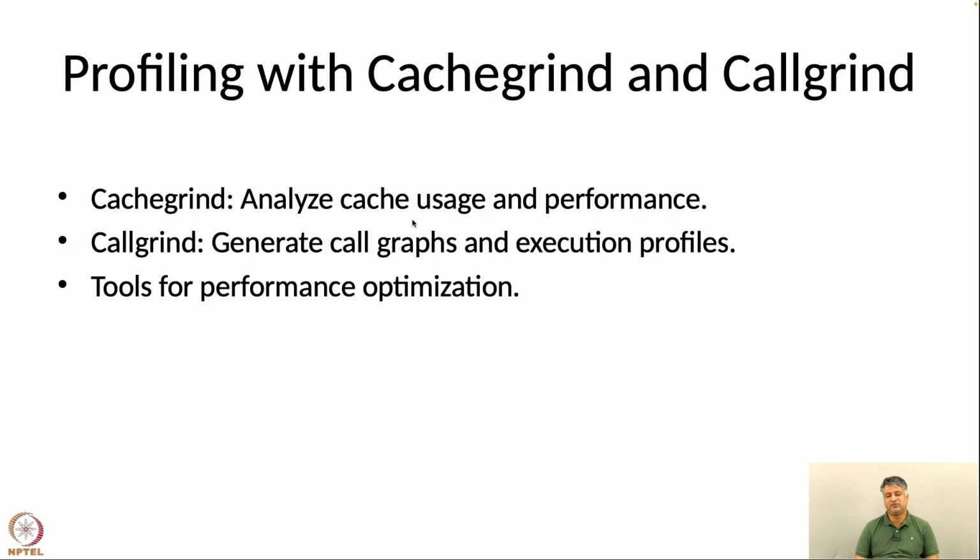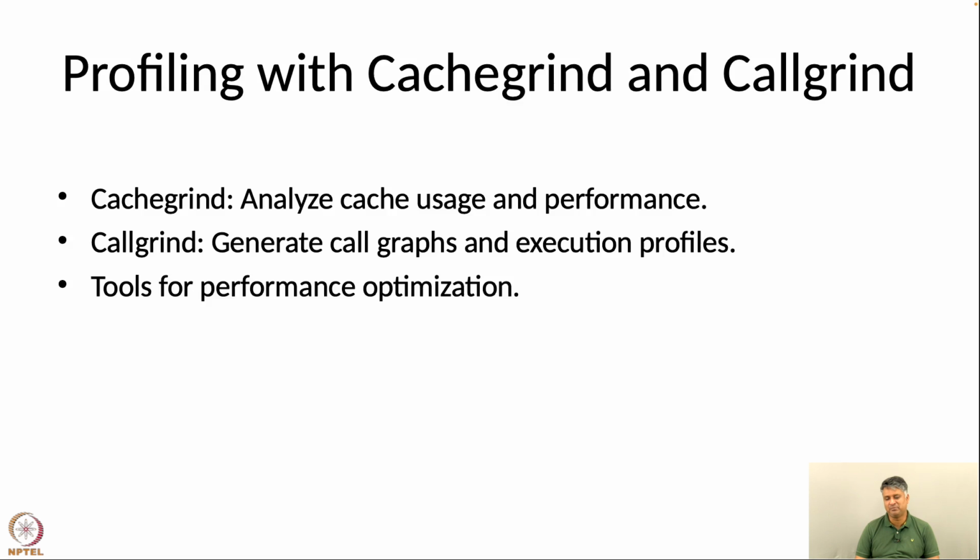The next set of things that we're going to look at is profiling with Cachegrind, and then also profiling with Callgrind. Cachegrind essentially analyzes cache usage and performance. Callgrind is used to generate call graphs and look at execution profiles. These are essentially tools for performance optimization. These are slightly advanced versions of gprof, which we have already looked at.